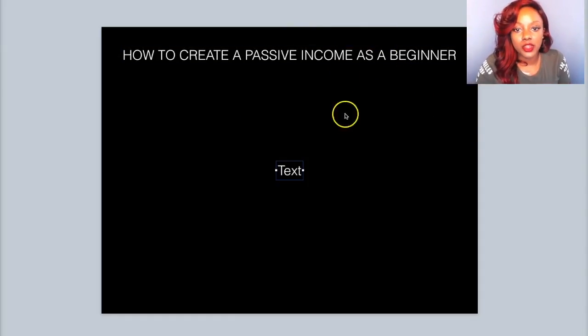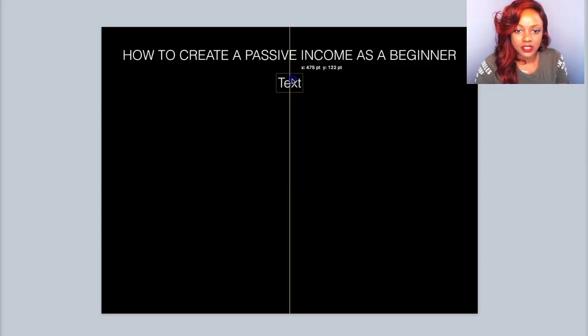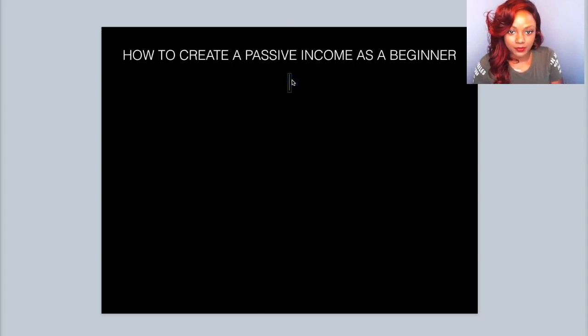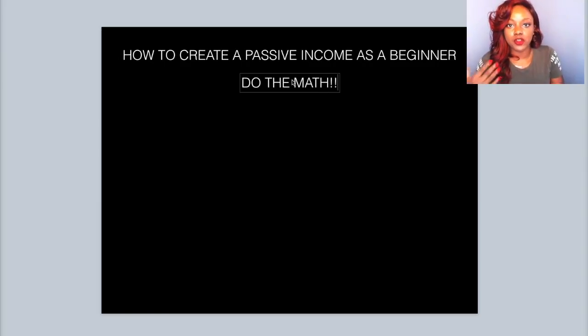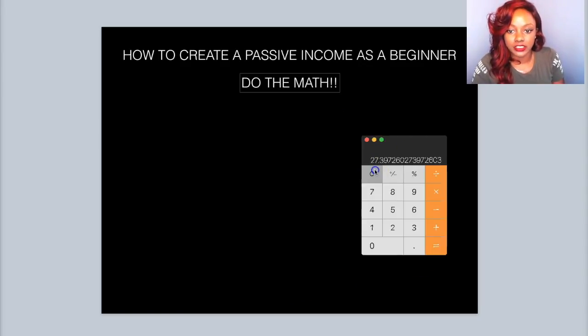Okay. So what you want to do after you have done that is you want to do the math. And what I mean by do the math is you want to figure out how much money you want to earn passively per month, right? So let's say you wanted to earn just $1,000 extra per month passively. So you do $1,000 divided by 30 days in a month. So that's $33, okay?